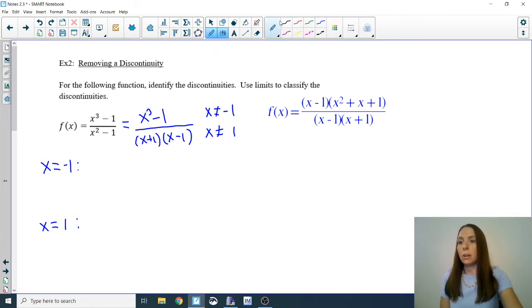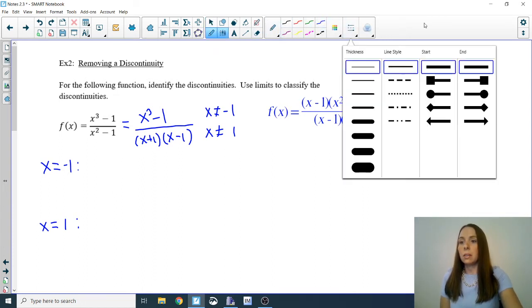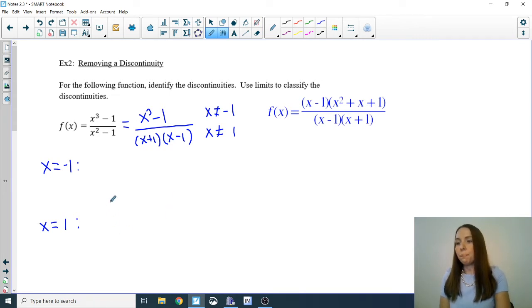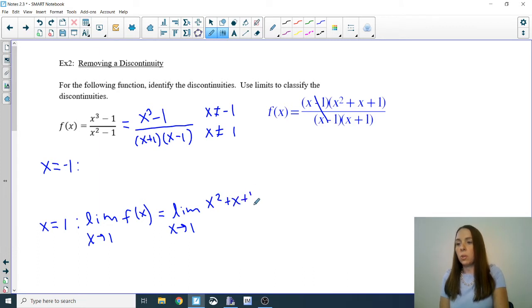What's happening there? Well, what I see is that there's a factor of x minus 1 in the numerator and a factor of x minus 1 in the denominator, right? So they can divide out, they can cancel. And so when I take my limit as x approaches 1 of f of x, I could use a simplified form where these cancel, and I'm just looking at the x squared plus x plus 1 over x plus 1 that remains.